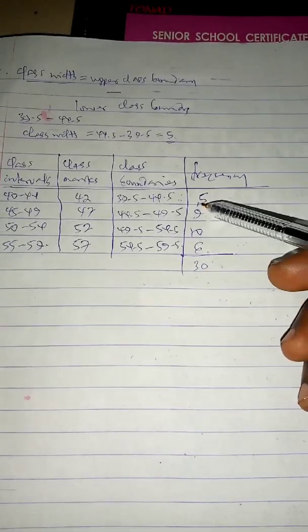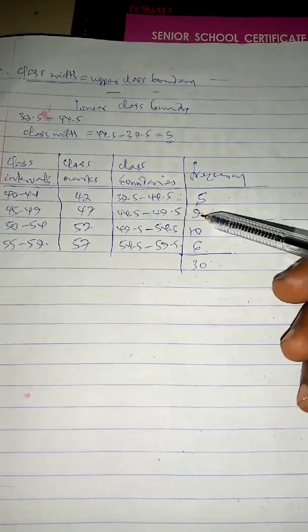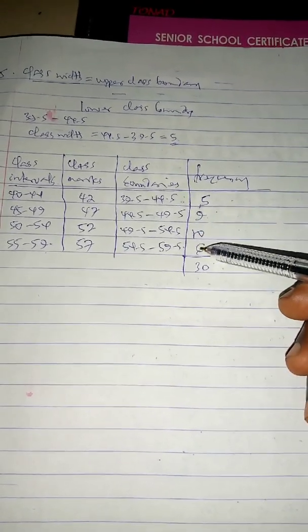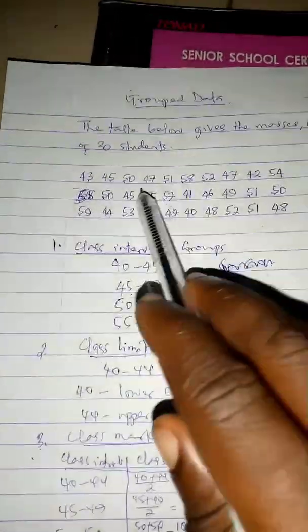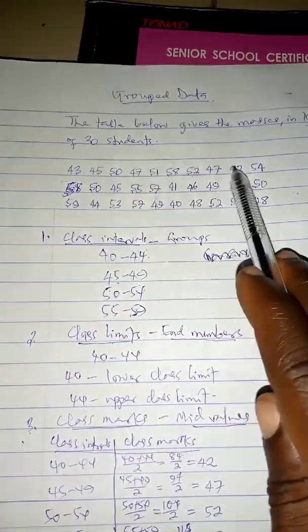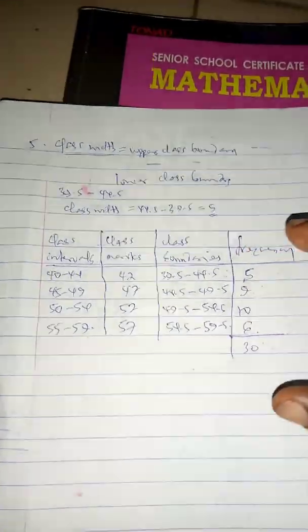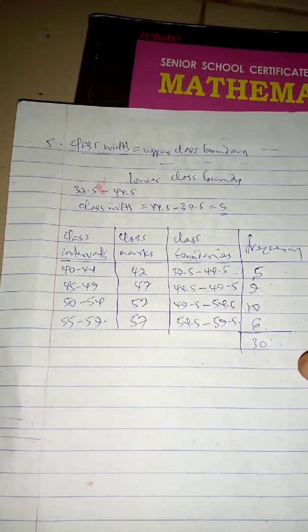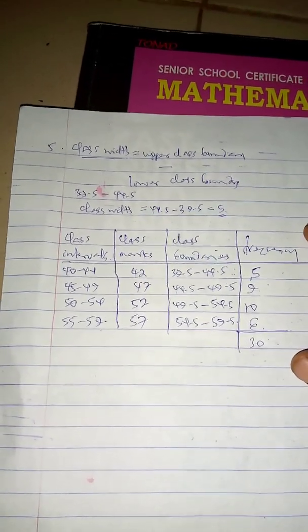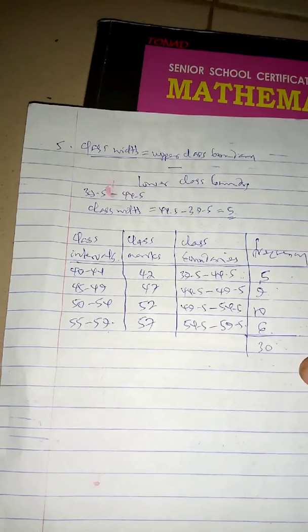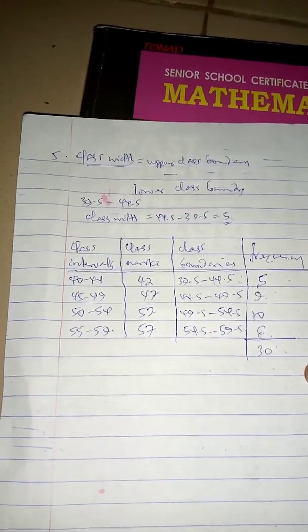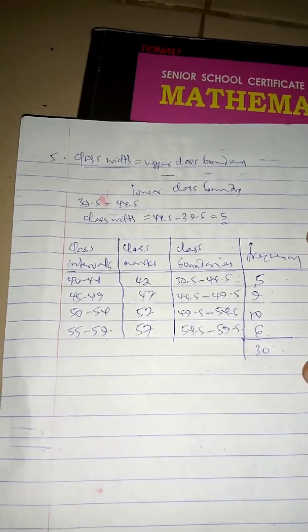Then make sure you add everything. 5 plus 9 is 14, plus 10, 24, plus 6, 30. And we have our distribution here to be 30. And this is a frequency table for a group data. That's what I want us to learn today: how to make a frequency table for group data.